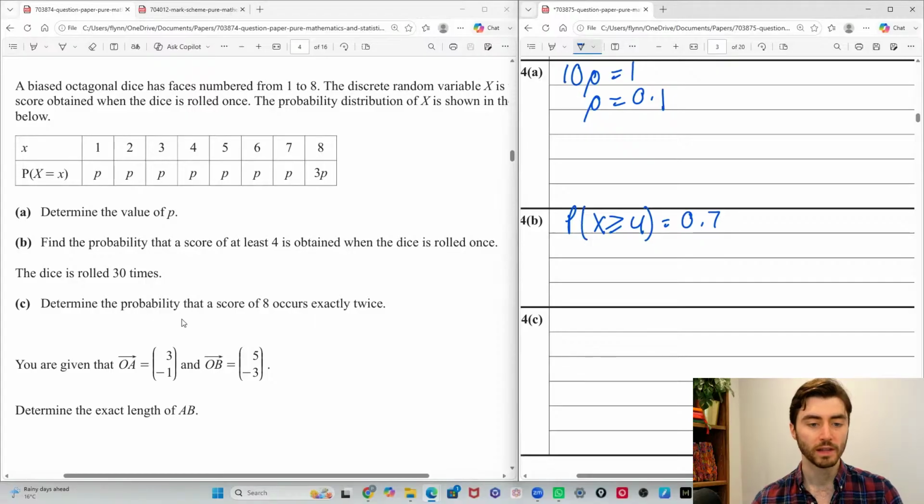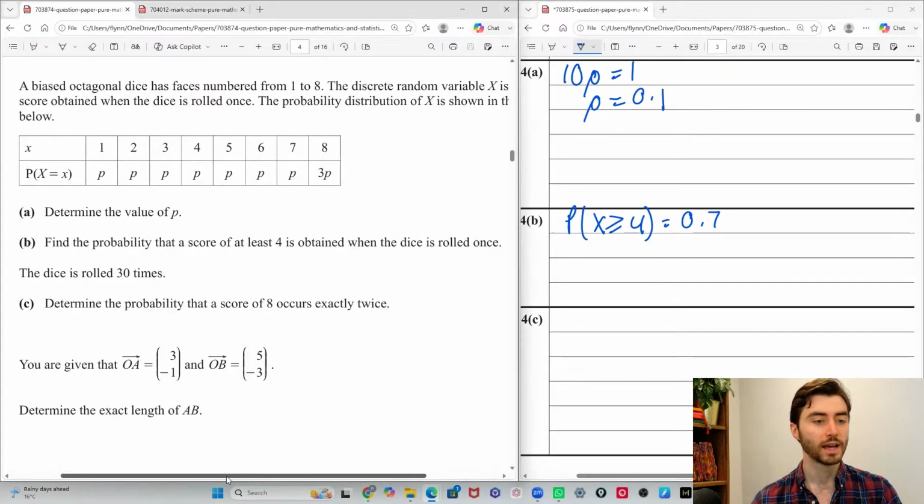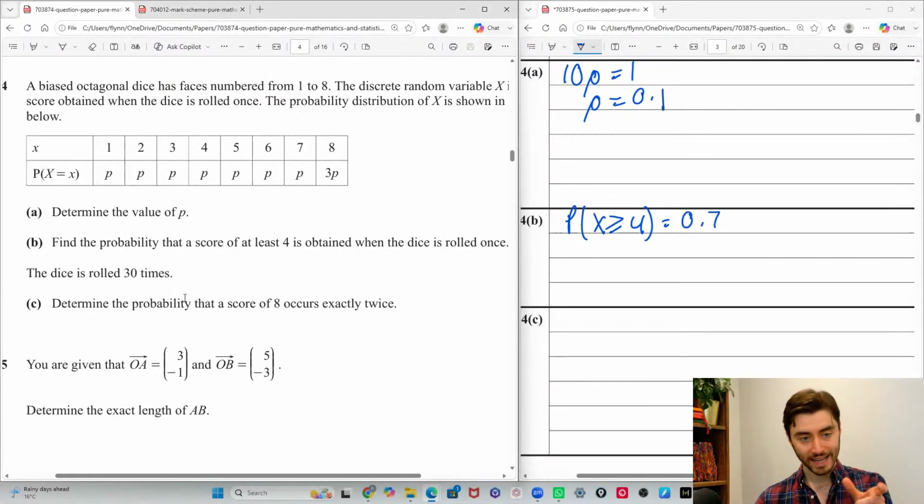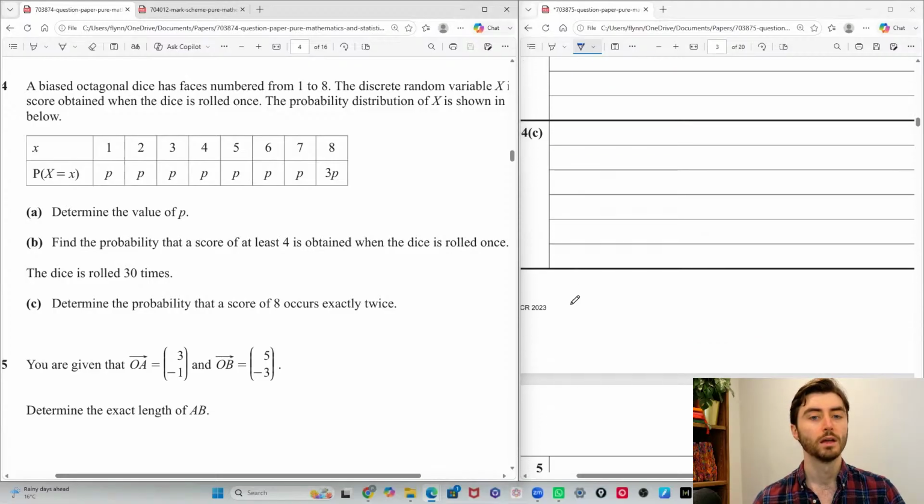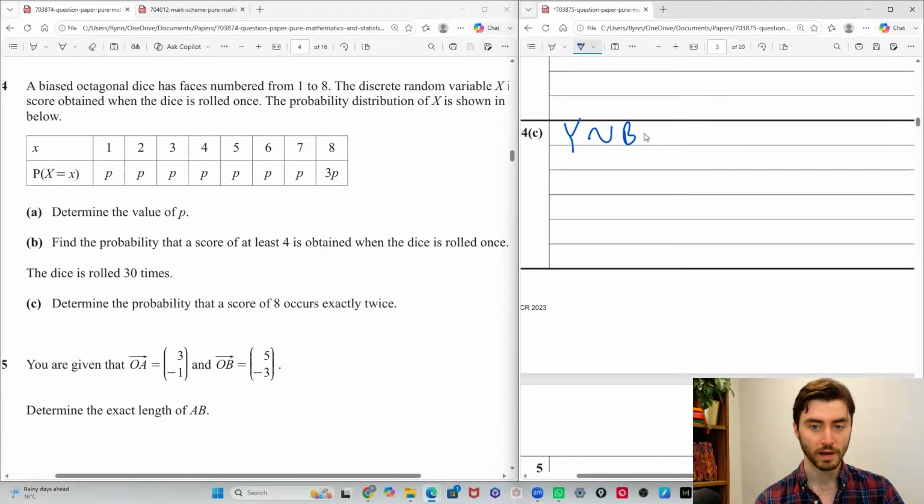C, determine the probability that a score of 8, hold on, we've got something new happening now. So the die is now rolled 30 times. The second I see that in stats, my brain immediately goes to the binomial distribution. So we're going to call that y because x is taken. It will be distributed binomially with n equals 30, and p is the probability of scoring an 8, which is 0.3. So y is the number of 8s, and the probability of getting an 8 is 0.3.